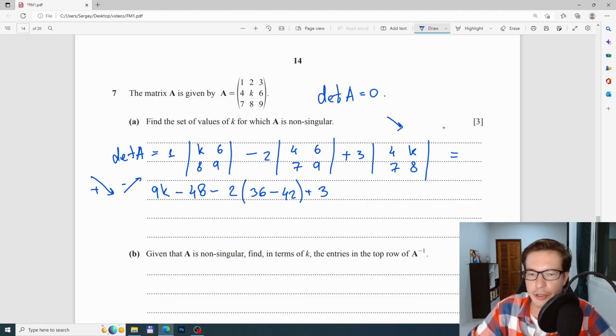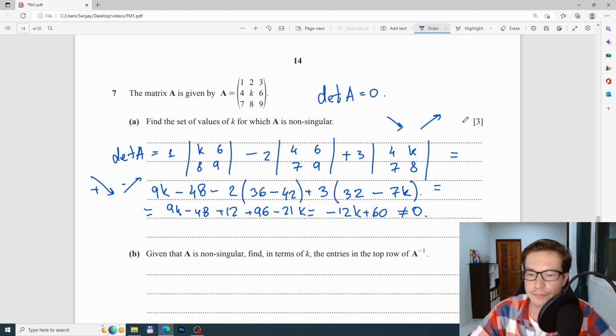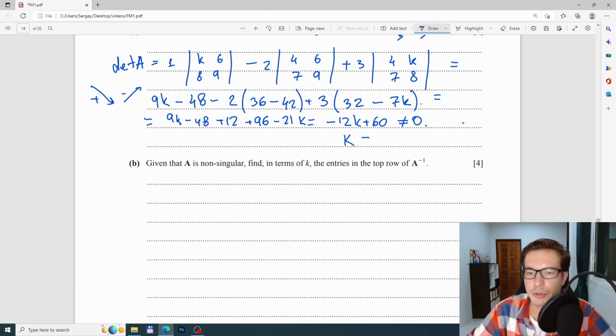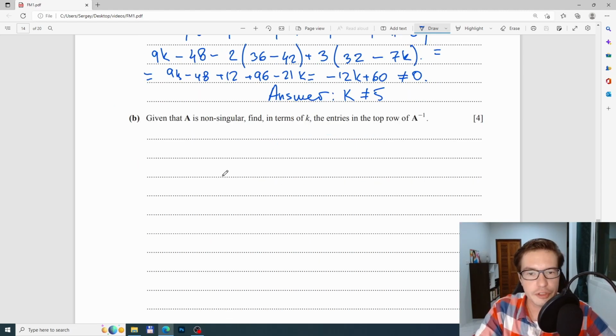Again, I'm going that way, multiplying 32. Now multiply this way, take it with a minus sign, so minus 7k. Simplify: 9k minus 48 plus 12 plus 96 minus 21k. That becomes minus 12k plus 6, and that should not be equal to 0. So that means k should not be equal to 5. That's the answer.